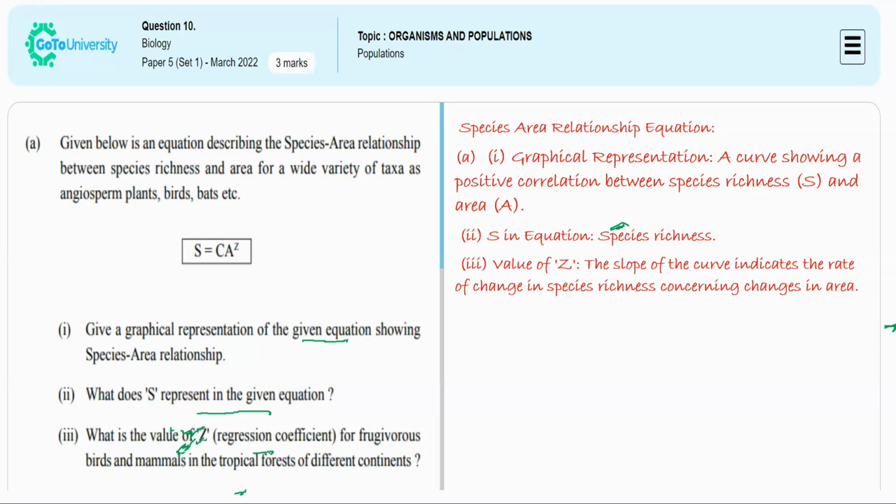Positive correlation between the species richness and the area. So S in the equation is the species richness symbol. The value Z, the slope of the curve, indicates the rate of change in species richness considering the changes in the area. So the Z value changes. The slope of the curve indicates the rate of change in species richness.